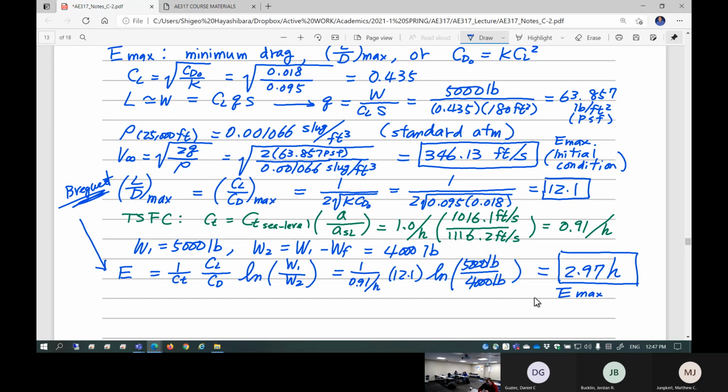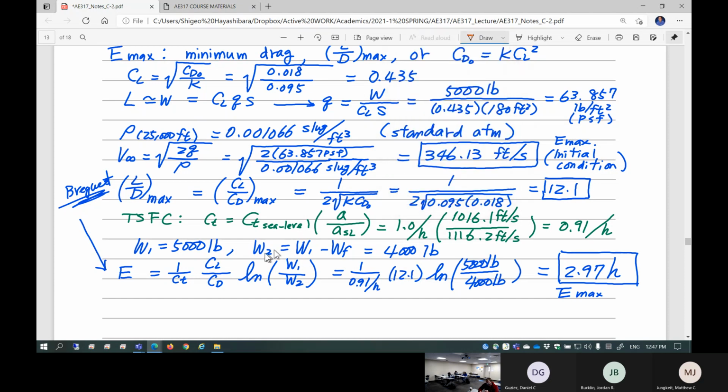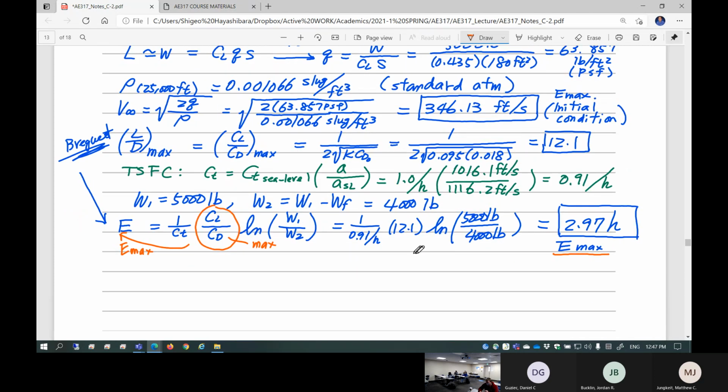So obviously, maximum endurance can be reached when you maintain the maximum value of lift to drag ratio, which is essentially the minimum drag point. This must be max in order to make it maximum. So that's the condition for maximum endurance: minimum drag, maximum lift to drag ratio. Parasite drag is equal to induced drag.